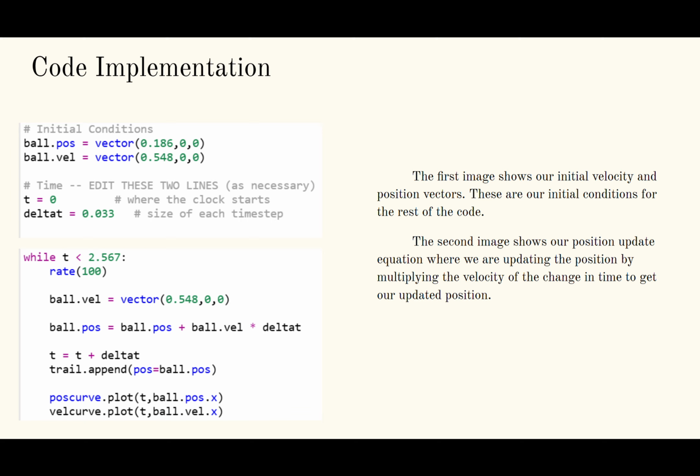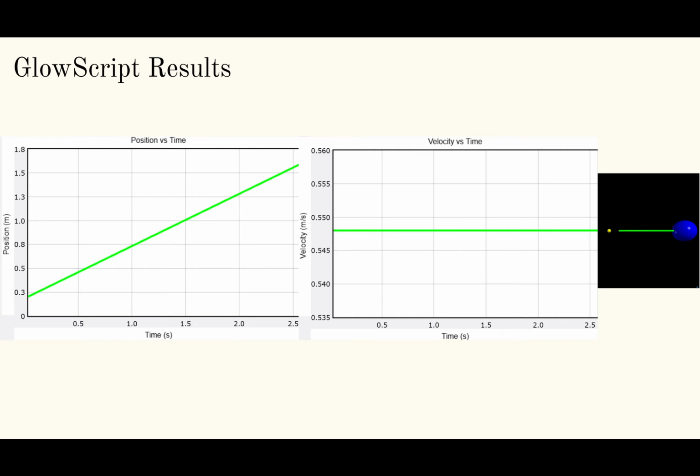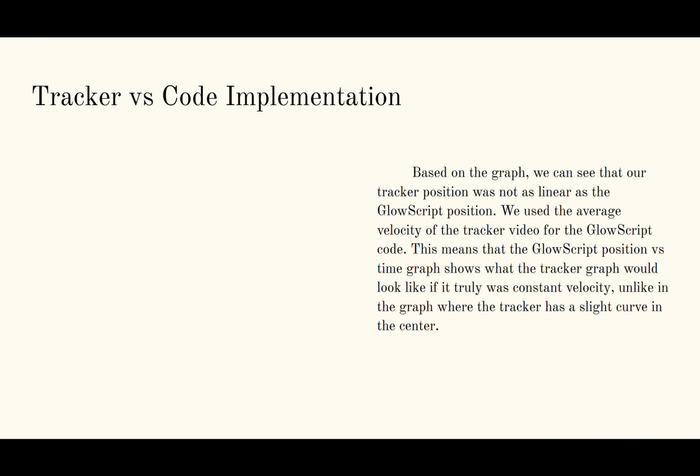The first image shows our initial velocity and position vectors for the rest of the code. The second image shows our position update equation, where we are updating the position by multiplying the velocity by the change in time to get our updated position. We can see that from the code, we were able to get a linear position versus time graph and a constant non-zero velocity versus time graph, where we are then able to see the motion on the right.